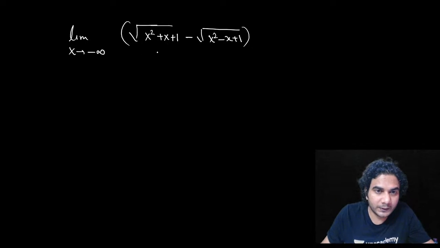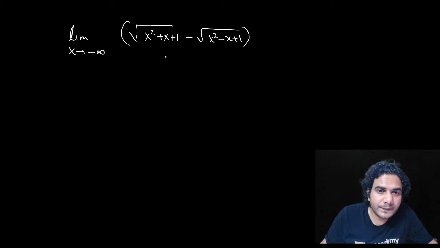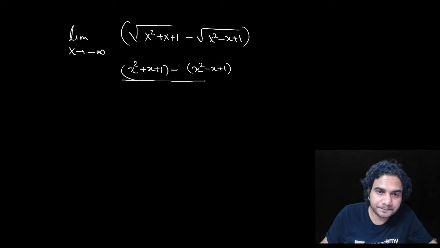All right, let me tell you. See, if the limit is minus infinity, then you can do two things. Either make it plus infinity by replacing x by minus x. If you do so, then you can use the previous method, just as you have done it right now. Or otherwise, if you're not doing that, then after rationalizing, it is going to be x square plus x plus 1 minus x square minus x plus 1, divided by under root of x square plus x plus 1 plus under root of x square minus x plus 1.